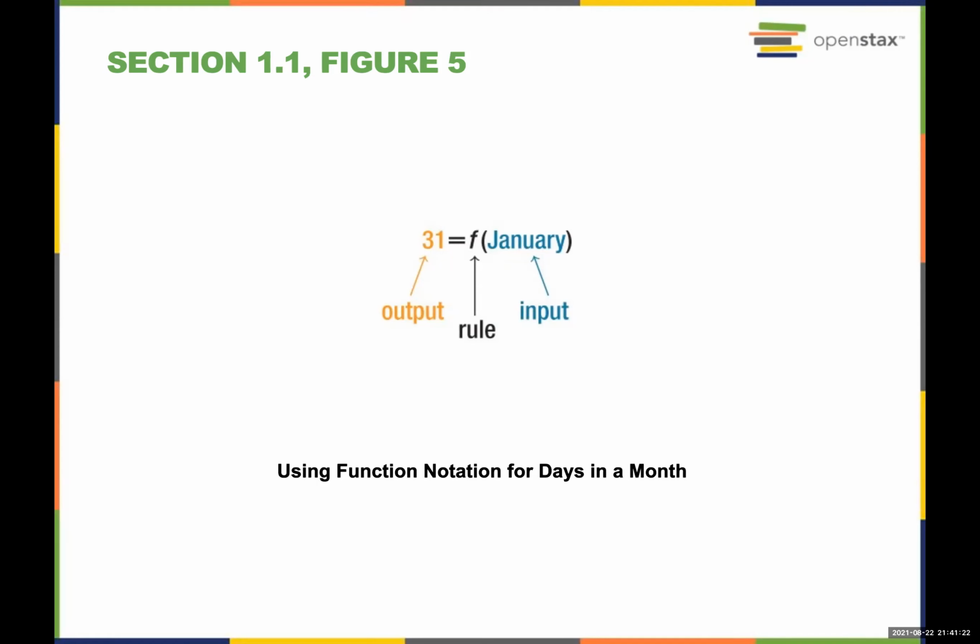Next one, understanding function notation. Here, as you can see, given 31 is equal to f of January. So the output here is 31, the rule is f, and the input is the month, January.